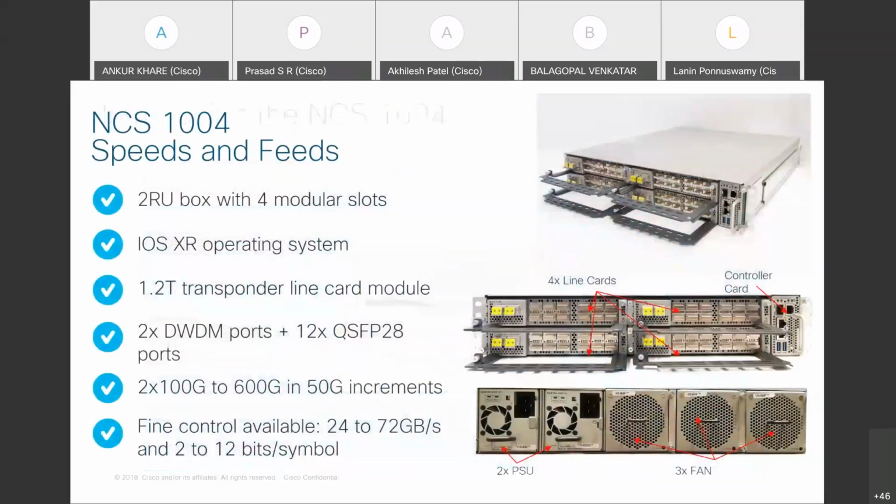This is the NCS 1004 picture. It has 4 line cards, and every line card has 12 client ports and 2 trunk ports. Every line card can support a maximum of 600 gig of bandwidth, so every line card gives you 1.2 T. Overall one box gives you 4.8 tera bandwidth. Mainly the advantage here is that within less space you get more bandwidth to the data centers.